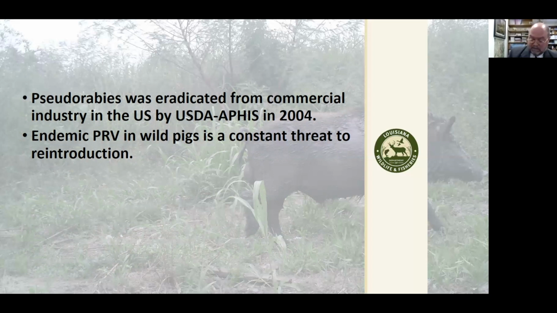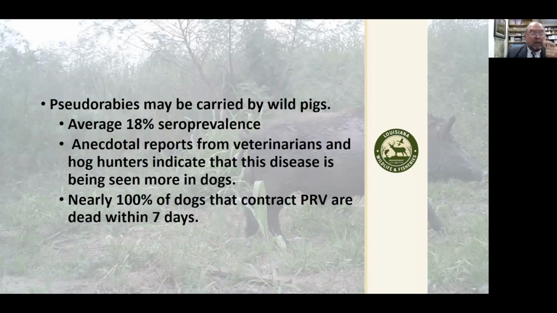It is endemic in our wild pig population and a constant threat to getting back into the domestic pigs. So average seroprevalence is 18% in wild pigs. We have been seeing an increase in dogs. Dogs seem to be extremely susceptible to pseudorabies.